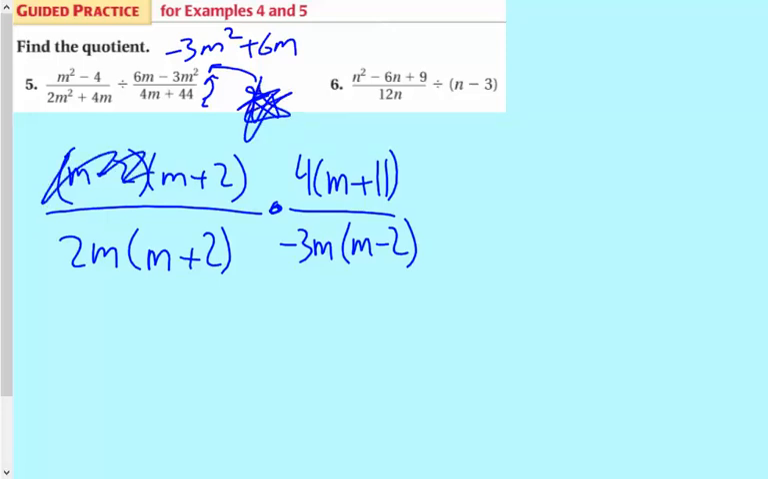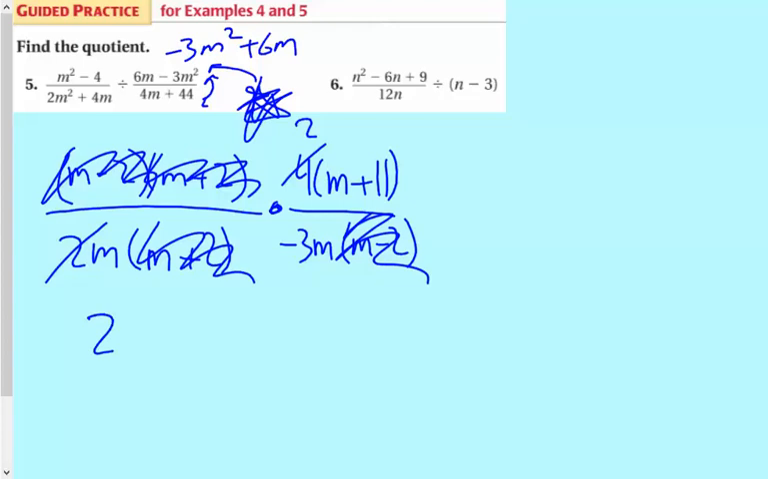m minus 2 divided by m minus 2, that's 1. Let's see. m plus 2 divided by m plus 2, that's also 1. And I have 4 divided by 2, that's 2. So I have 2. And then m plus 11 divided by -3m squared. Oh, m and then m is m squared. There we go. Almost missed that second m.